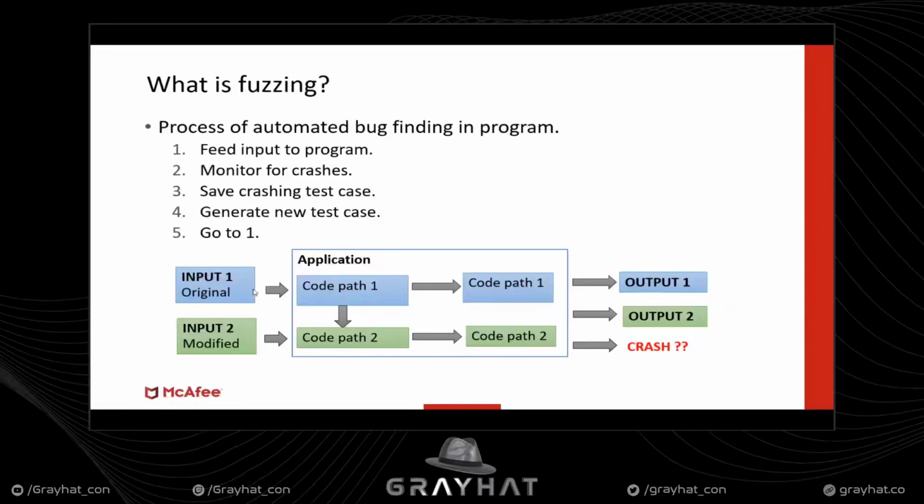As you can see in the image over here, when you give an input to the application, it takes code path 1 and it gives output 1. When you modify that input and give it again to the application, then it takes code path 2 and it gives output 2. But in an unexpected case, the application will first take code path 1, then go to code path 2, and that will lead to a crash. So this is what a fuzzer does. It will modify the test case, monitor the output and see if the program crashes or not. Now there are various types of fuzzers.